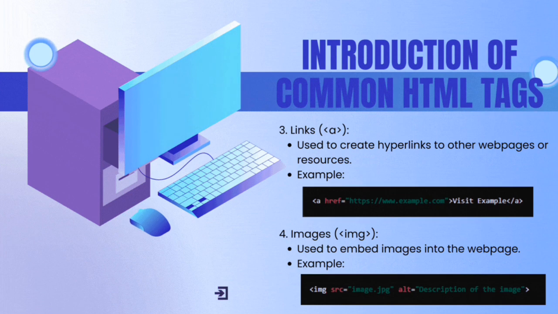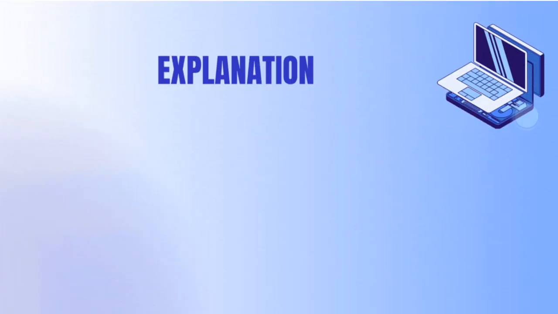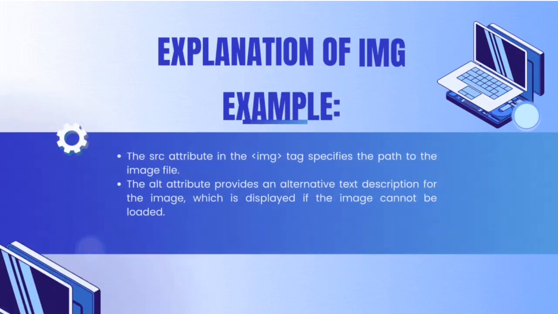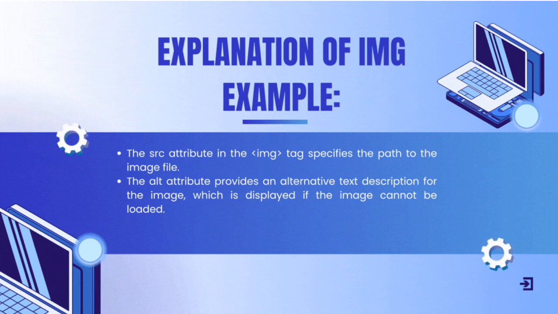Now in this slide, for explaining the image tag, as you know, it's used for embedding an image into the web page. The src attribute specifies the path of the image file. It tells the browser where to find the image. Then lastly, the alt attribute. This attribute provides an alternative text description for the image, which is displayed if the image cannot be loaded. It is also important for accessibility, as screen readers use it to describe the image to users.